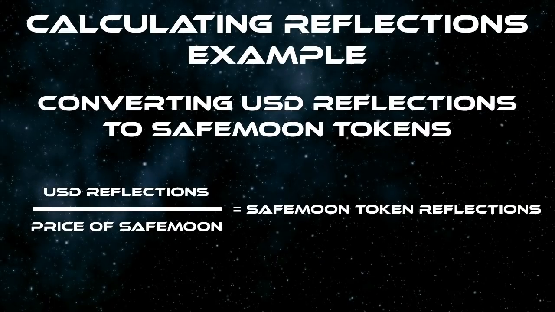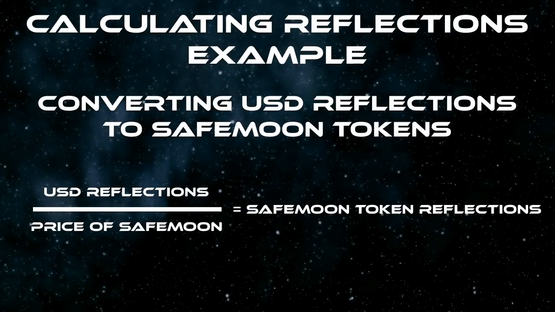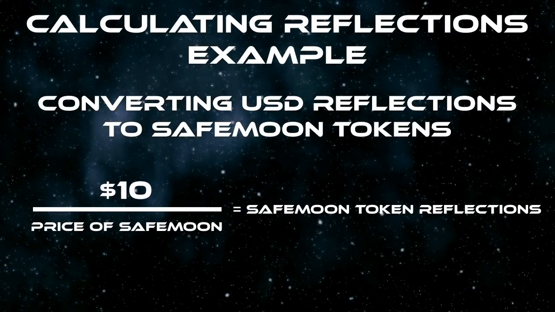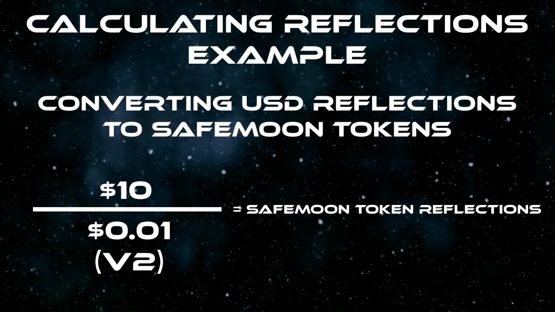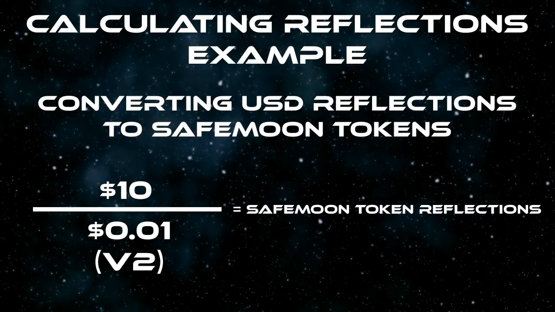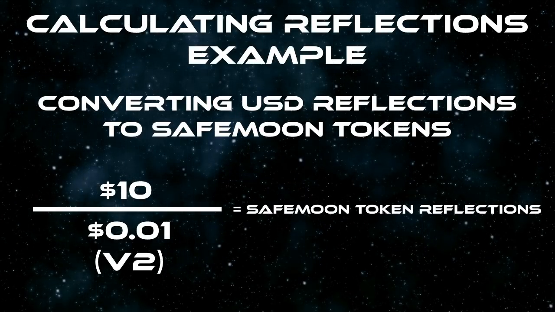To determine how many Safemoon tokens that is, you would simply just divide $10 by the current price of Safemoon. So if Safemoon at this time was worth 1 penny, remembering that this is after consolidation, that would mean that $10 of Safemoon is 1,000 Safemoon tokens. So after reflections are added to our example wallet, it would now hold 1,001,000 tokens.